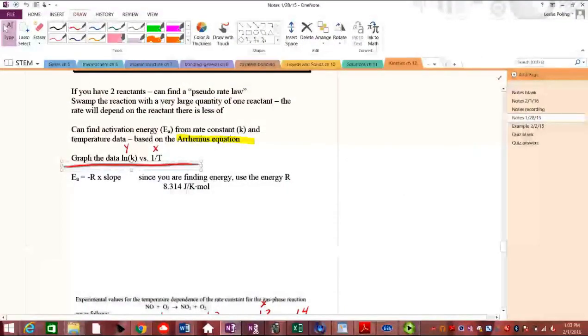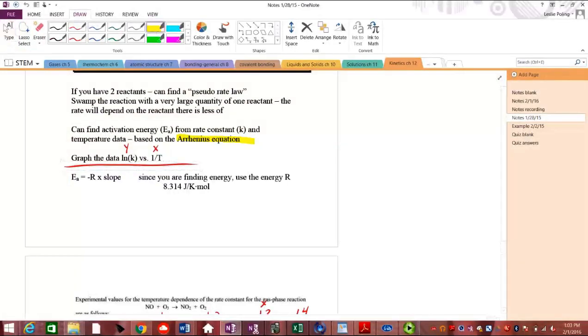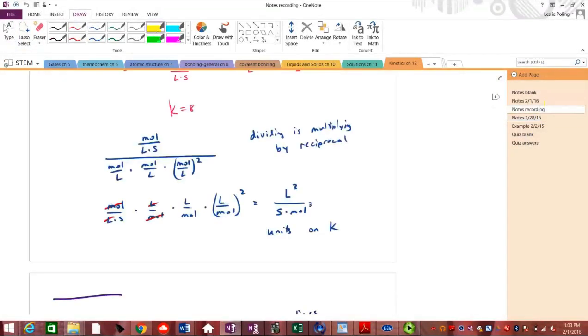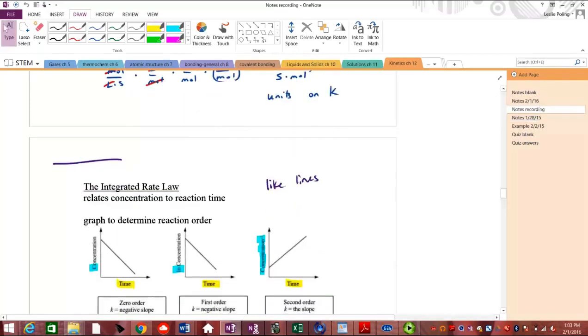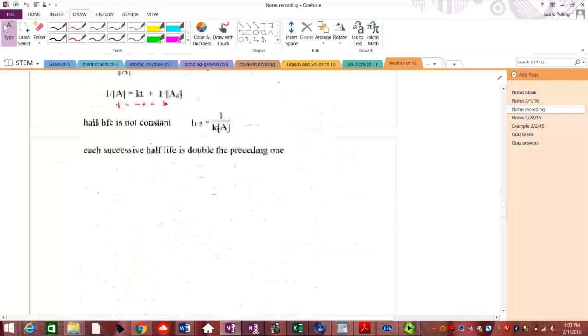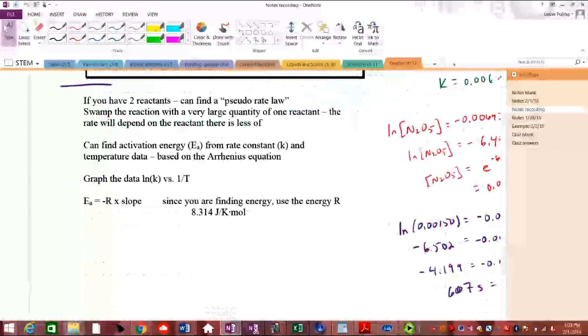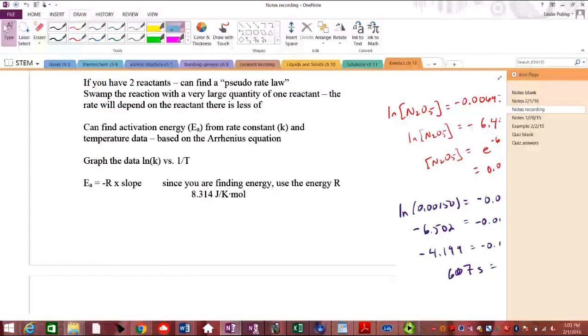Okay, so back to finding our rate laws. Get to the right set of notes. There we go. Okay.